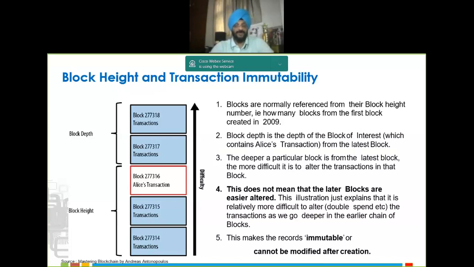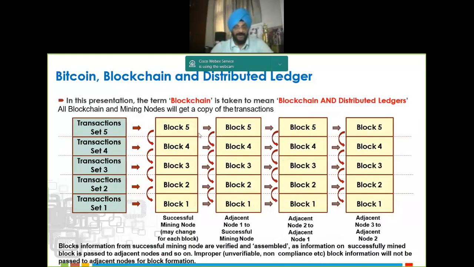That's what I tried to show you when I tried to change the text in a block which was deeper. You can change it, but it doesn't mean that you cannot alter the blocks. When I showed you the illustration of how you can manipulate by mining, you could still do it. But this makes all the blocks immutable, and you cannot modify them once those blocks are created. This I've already brought in from a different perspective.